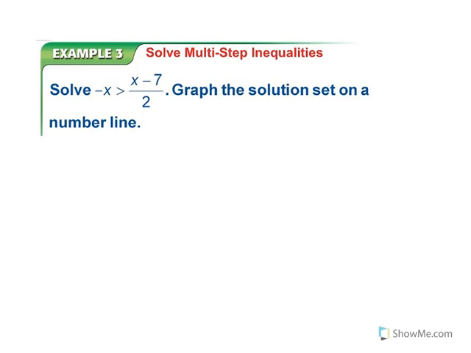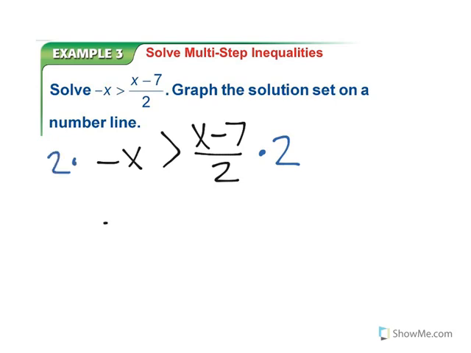Example number 3, solve multi-step inequalities. It says solve negative x is greater than (x minus 7) divided by 2, and then graph the solution set on a number line. In this case we need both x's to be on the same side. So the first thing I want to do is get rid of this 2 on the bottom. Since that's division, the way you get rid of division is by using the inverse. So we're going to multiply both sides by 2. So we get negative 2x is greater than x minus 7, because when you multiply by 2, these go away.